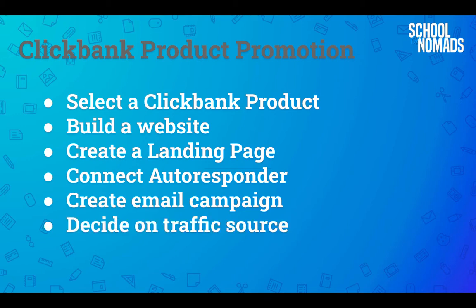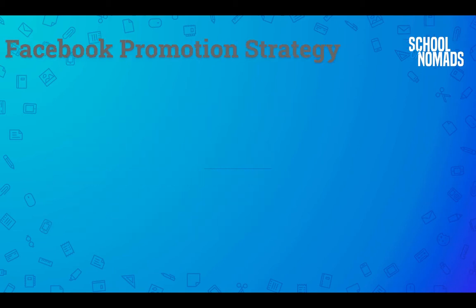And then lastly, we decide on a traffic source. In this case, our traffic source would be Facebook. So when I pick a product for this particular strategy, that's the only traffic source I use initially. I want to be able to concentrate all my efforts on one traffic source. And then over time, I can add more things like YouTube, Twitter, any other social platforms to that. But at least initially, I want to just concentrate on Facebook. So once you've picked that Clickbank product and you've built all of the elements that we discussed, we'll then have our base to go ahead and start promoting that on Facebook.